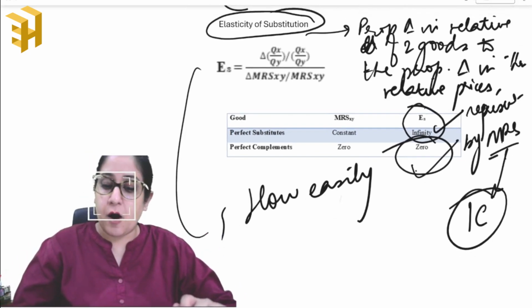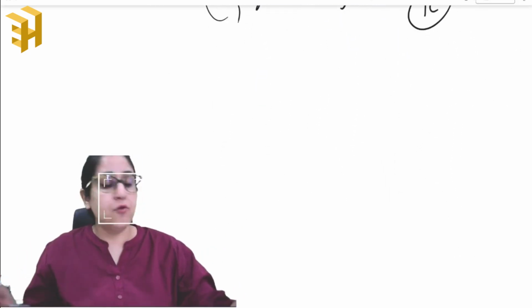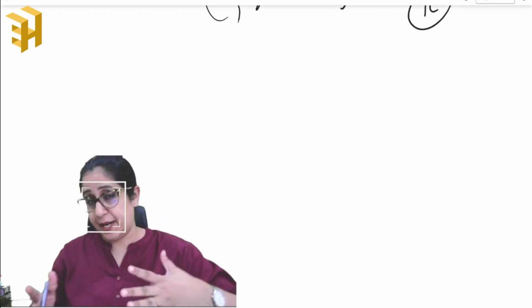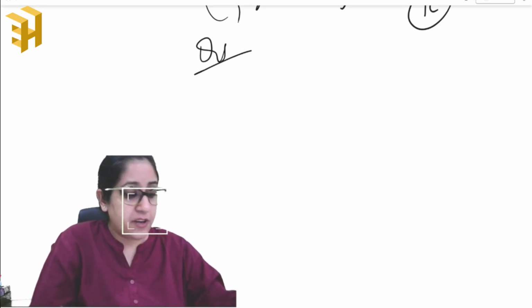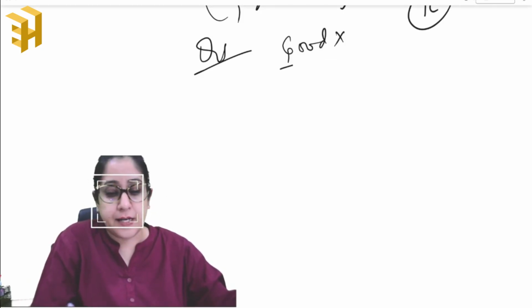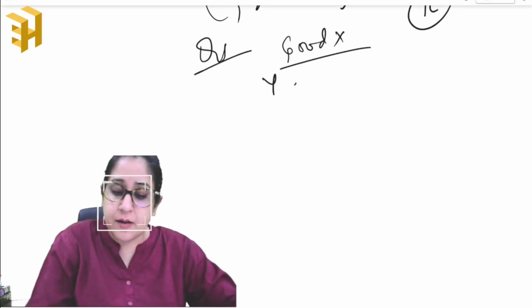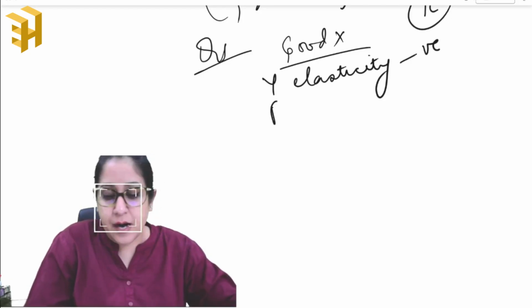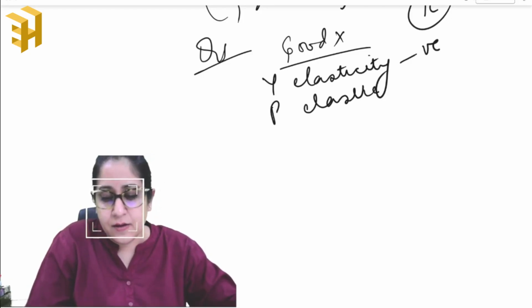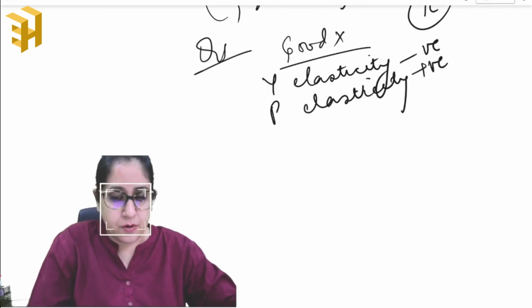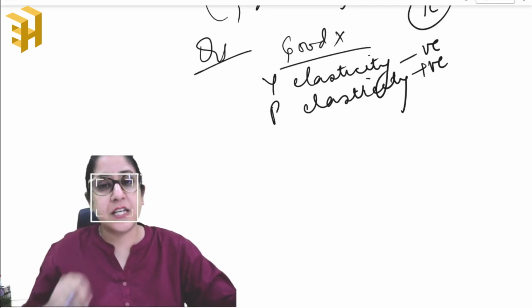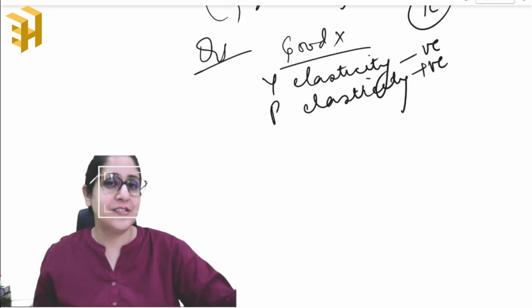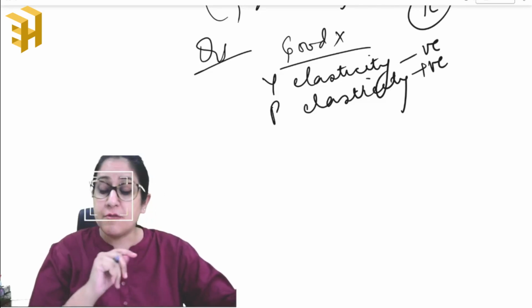So this was about your elasticities. Now moving on to the questions that were displayed at the beginning of this video. Question number 1, it was stated that we have a good X whose income elasticity is negative and price elasticity is positive. Okay, so there is a positive relationship between price and quantity demanded, but a negative relationship between income and quantity demanded. So which of the following is correct?